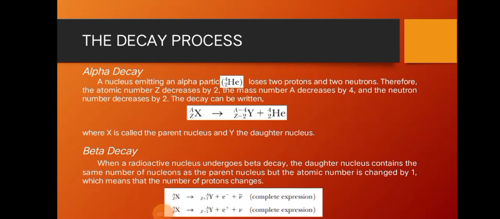Beta decay is when a radioactive nucleus undergoes beta decay. The daughter nucleus contains the same number of nucleons as the parent nucleus, but the atomic number is changed by 1, which means that the number of protons changes. As mentioned in section 44.4, e negative designates an electron and e positive designates a positron, with beta particle being the general term referring to either. Beta decay is not described completely by these expressions. We shall give reasons for this statement shortly.